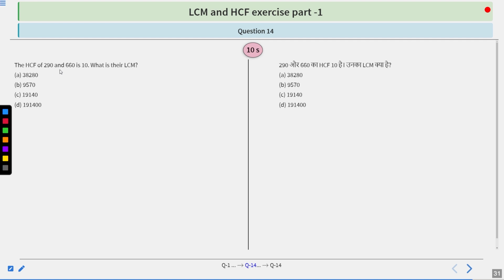The HCF of 290 and 660 is 10. What is their LCM? Options are 38280, 9570, 19140 or 1,91,400. These are the options.